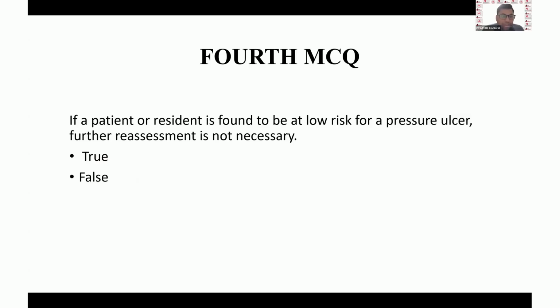So the fourth MCQ: if a patient or any admitted or critical care patient is found to be at low risk for pressure ulcer, further reassessment is not necessary. As sir already mentioned in the Braden scale part, and also in my webinar, if a patient or resident is found at low risk, should you assess again or not? What will be your answer?